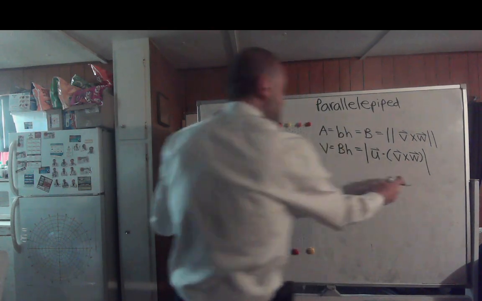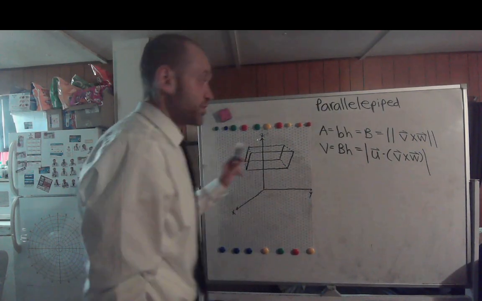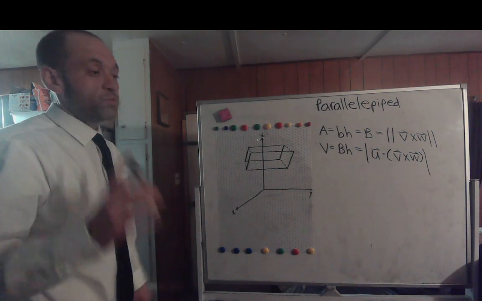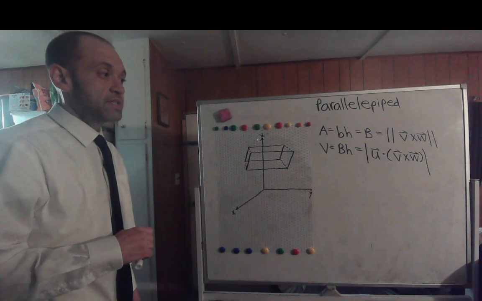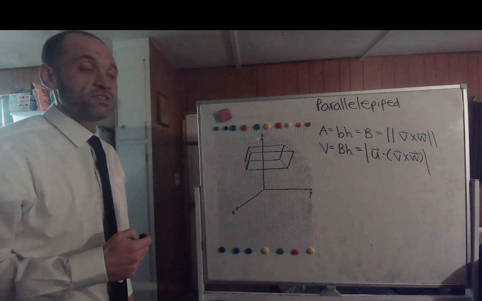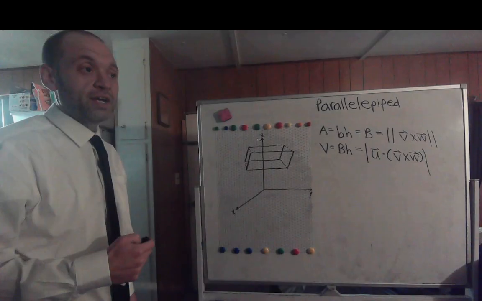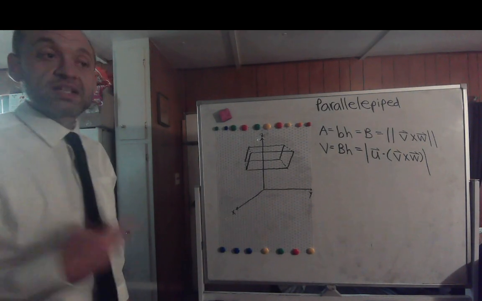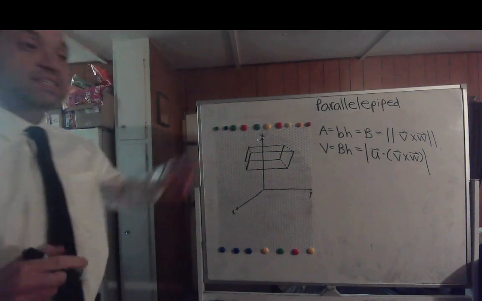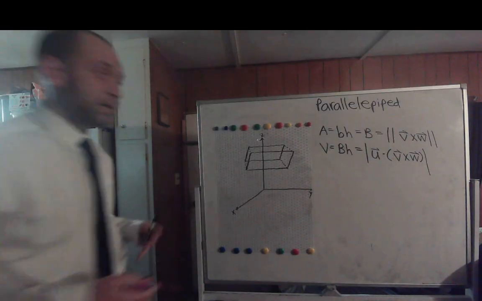So the volume of a parallelepiped is the absolute value of the triple scalar product of 3 vectors. And the reason we take the absolute value is because we know the triple scalar product is a determinant, and you can get negative answers for your determinants sometimes. Well, volume and area can't be negative, they're always positive, so that's why we take the absolute value of it. Okay, so now having said that here, let's go ahead and take the volume of some parallelepipeds.